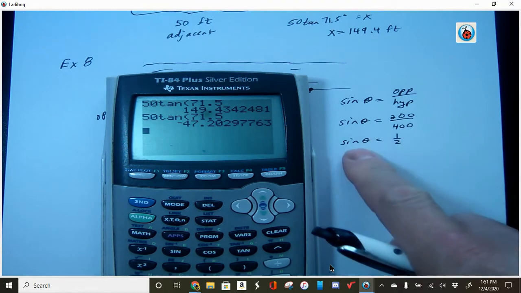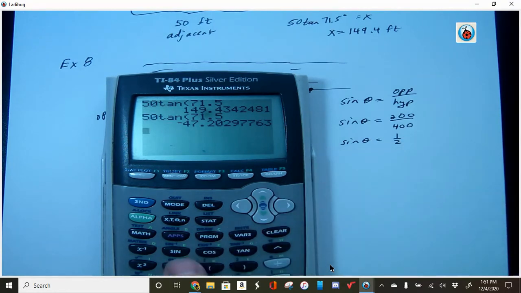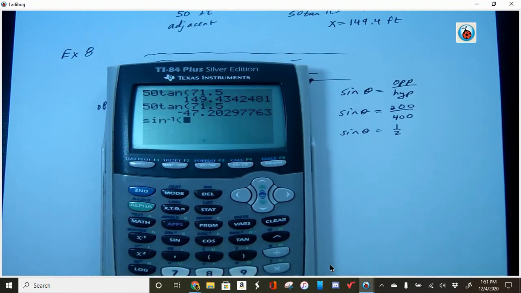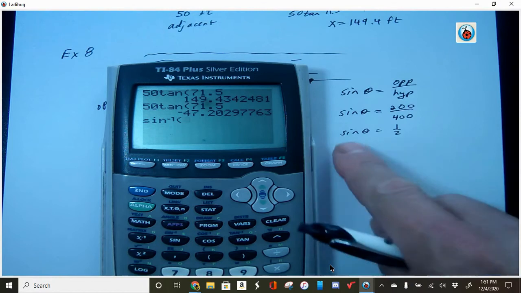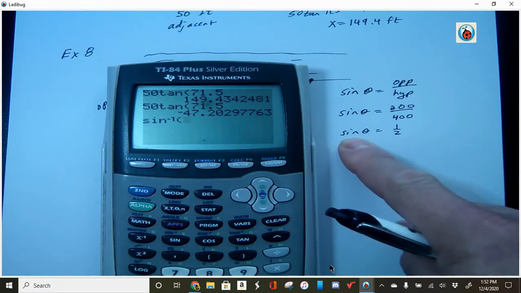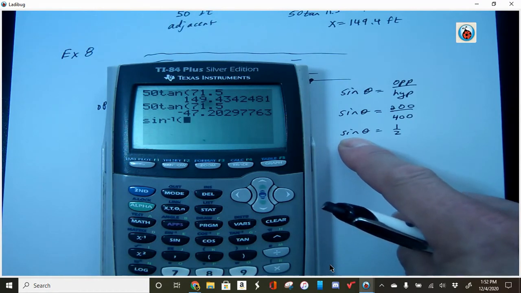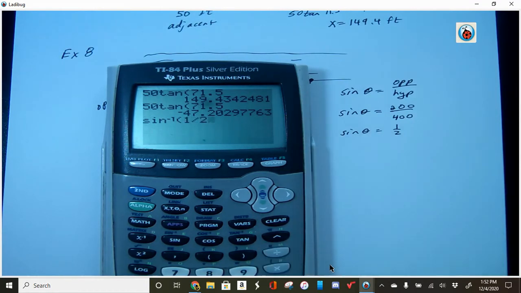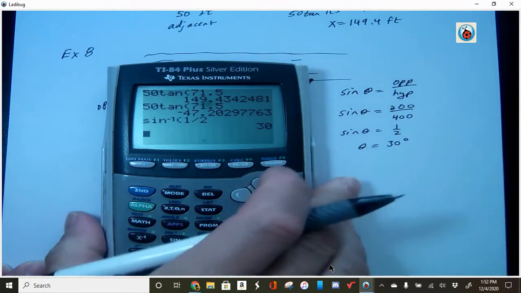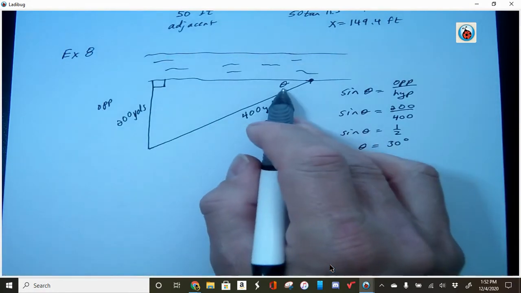Okay, so I know I'm dealing with sine, but I want the angle measure. So instead of pressing just sine, I want to press second sine. Hitting second sine or second cosine or second tangent gets me the angle measure using whichever trig function I'm supposed to use. I'm using sine, so I'm going to hit second sine. Then I'll type in 1/2, hit enter, and I get 30 degrees. So theta is equal to 30 degrees. And that's that angle measure right there.